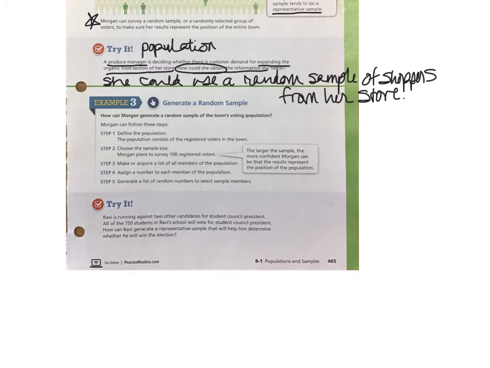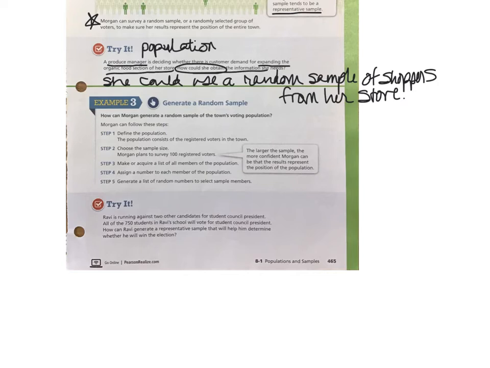Example 3 goes back to Morgan and the stadium. How can Morgan generate a random sample of the town's voting population? In other words, how can Morgan be certain that she has covered all the necessary demographic information for her entire town? She wants to make sure she hits males and females. She wants to make sure she hits older voters and younger voters. And she also wants to make sure that she hits all the different ethnic backgrounds of the people in her town. So there's a 5-step process to do this.